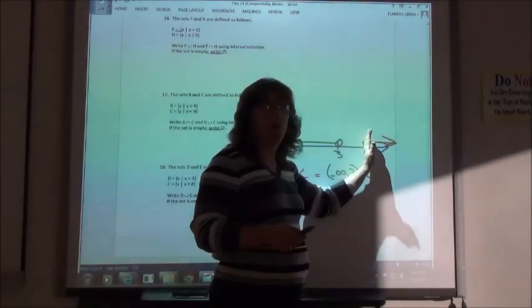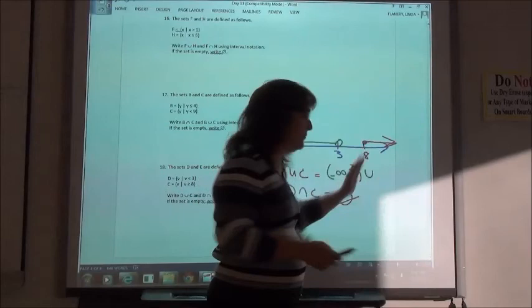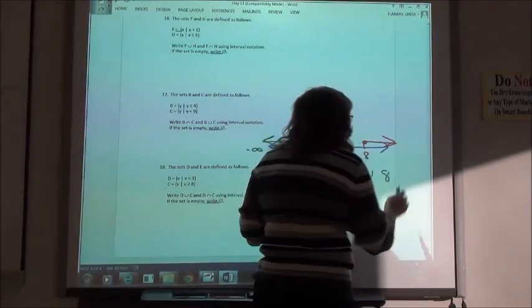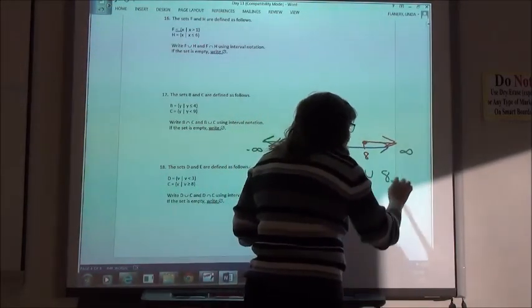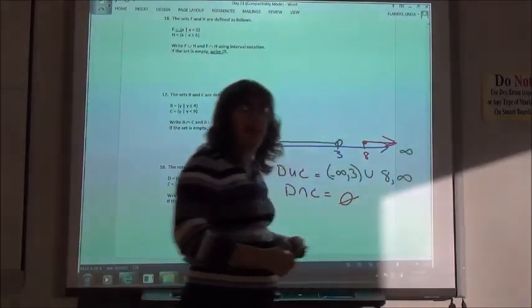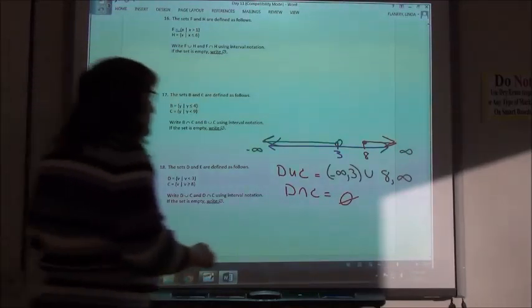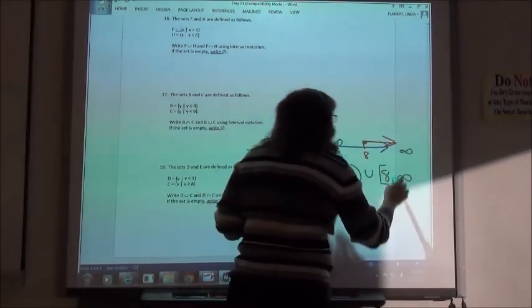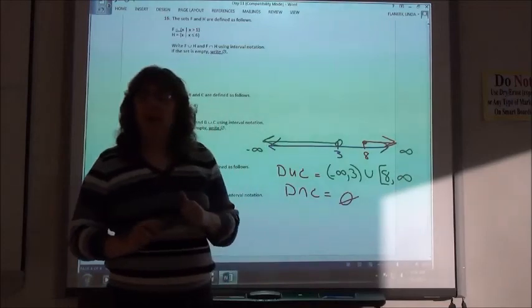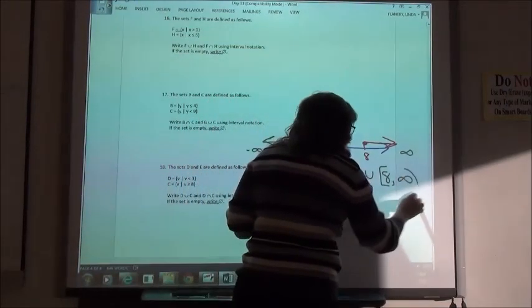My other set starts at 8 and goes to the end of my graph, which is positive infinity. The 8 is going to have what kind of end mark? Bracket. And infinity is going to have what kind of end mark? The parenthesis.